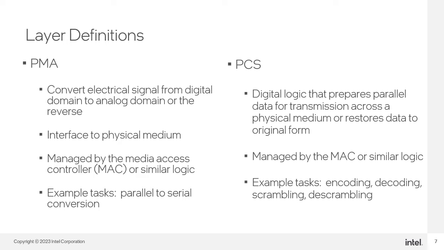In the receiver, the job of the PCS is to return the transmitted data back to its original form. Receiver tasks would include locating the original byte or word boundaries of the incoming data, as well as decoding or descrambling the data stream back to its original form.